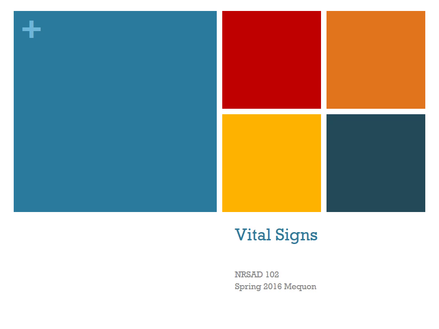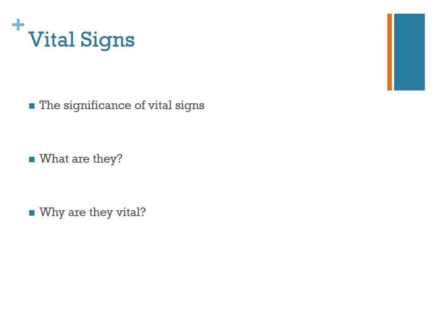Dear students, this is your presentation on Vital Signs for Nursing 102. You should have your Kozier book open to chapter 29. We'll begin by talking about the significance of vital signs.